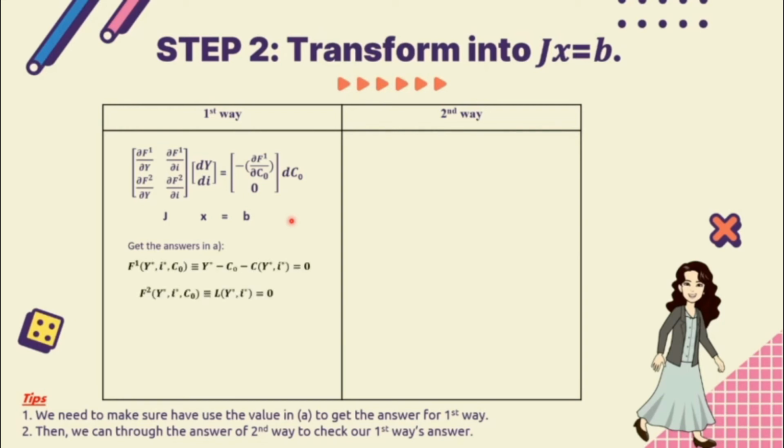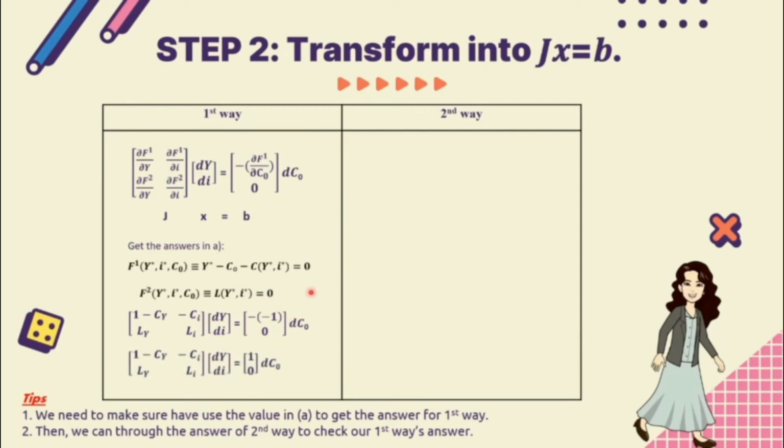As an example, the first one is delta f1 over delta y. So we need to differentiate f1 with respect to y. We will get 1 minus cy. For that, we can get another 4 answers, then insert them into the matrix form. Don't forget, change the 1 to become the positive value. We have done the first way.